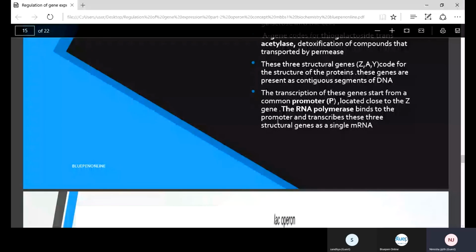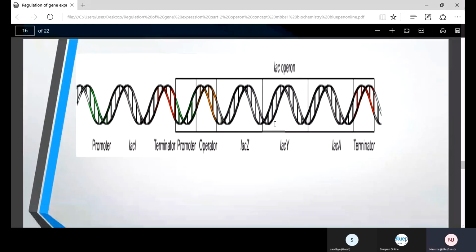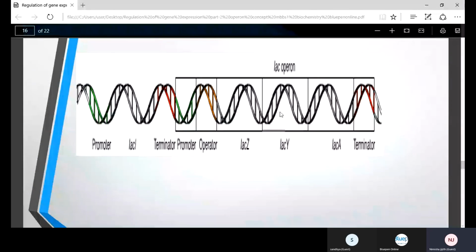You can see from this diagram the Z, Y, A genes. Here is the promoter site. RNAP, meaning RNA polymerase, binds to this promoter site and starts the synthesis. Promoter and operator. Okay, this is the structural gene arrangement in the lac operon.